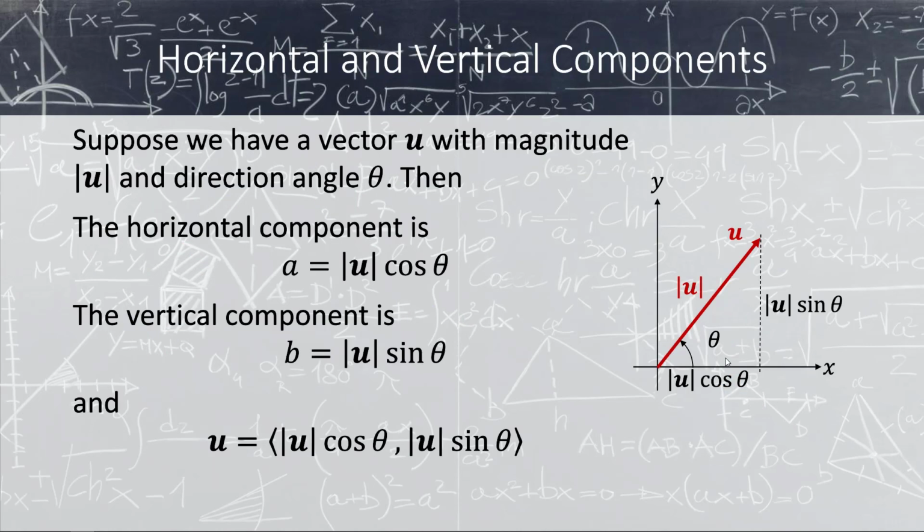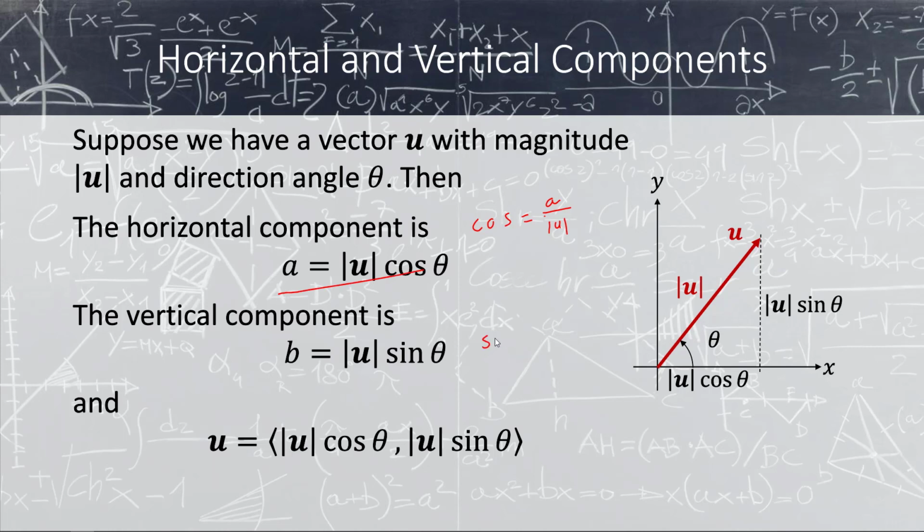Okay, so suppose you have a vector and you're given its magnitude, so you're given this length, and you're given the angle. How can you find the horizontal and vertical components? Well, remember, the cosine of theta is going to be equal to the adjacent side, which is a, divided by the hypotenuse, which is the magnitude of u. So solving for a, this is what you get.